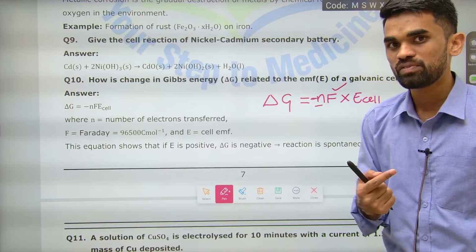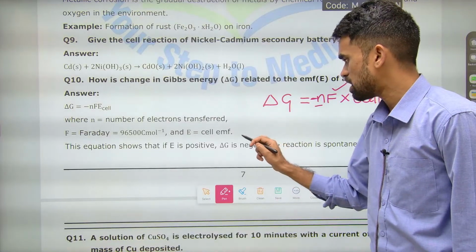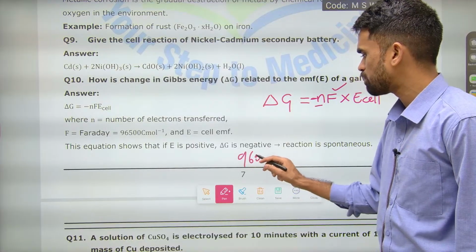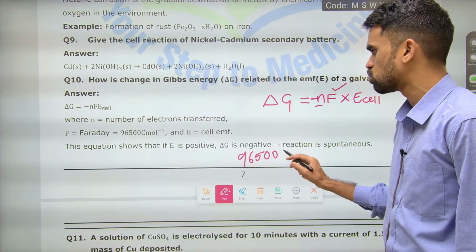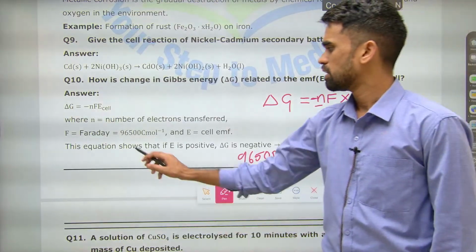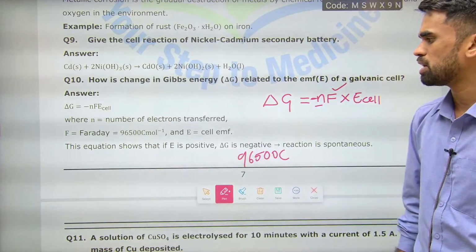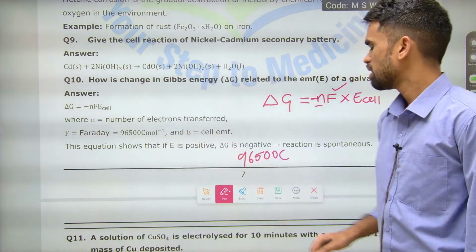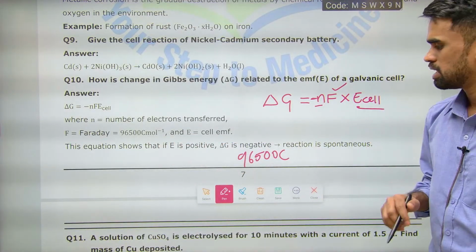What do we mean by Faraday? It is the charge of 1 mole of electrons. What is the charge of 1 mole of electrons? It is approximately 96,500 coulombs per mole. And E means E cell, that is, the EMF of the cell.